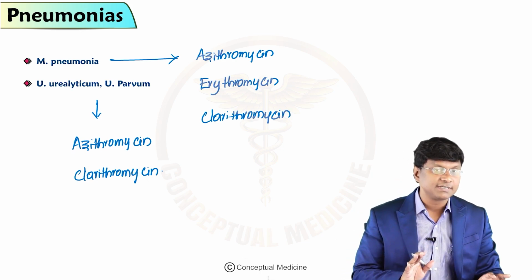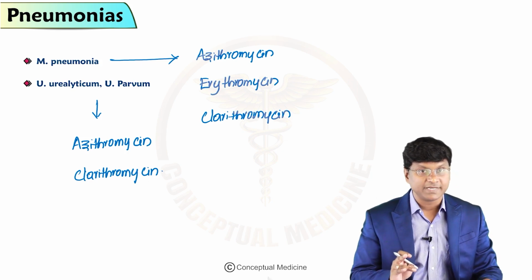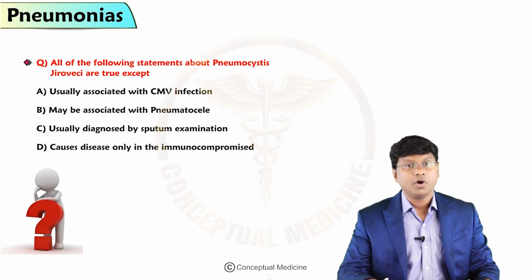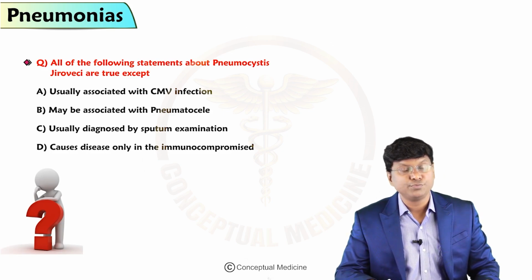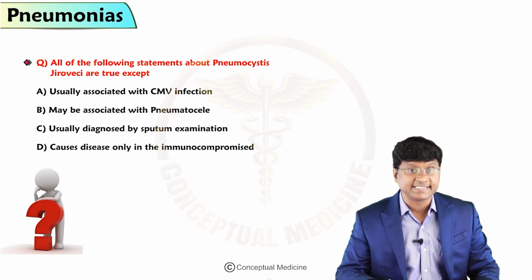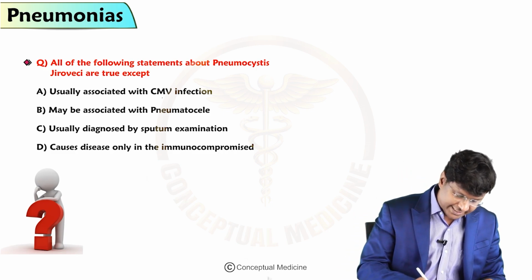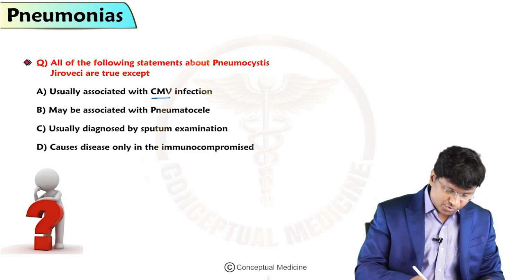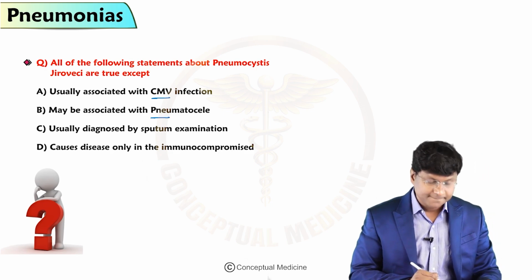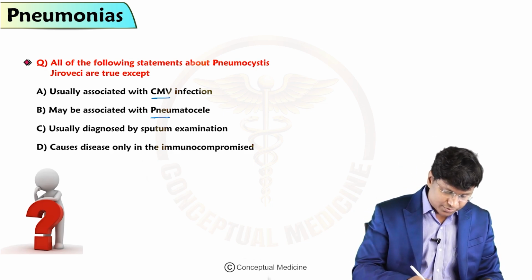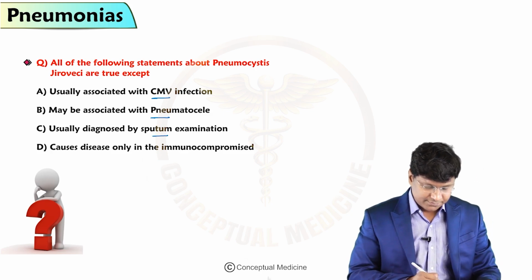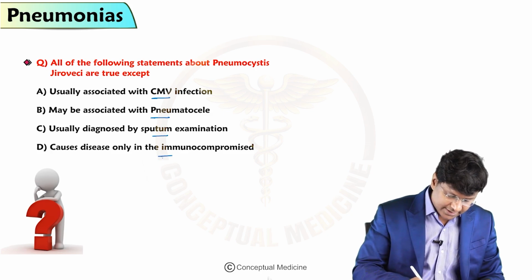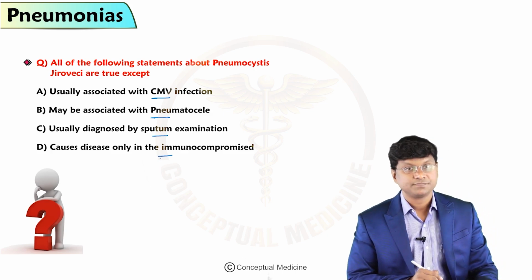Now, after having discussed Legionella and Mycoplasma, you see another important question. All of the following statements about Pneumocystis jirovecii are true except: usually associated with cytomegalovirus infection, may be associated with pneumatocele, usually diagnosed by sputum examination, causes disease only in immunocompromised patients.